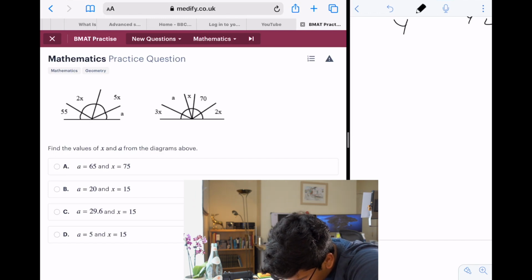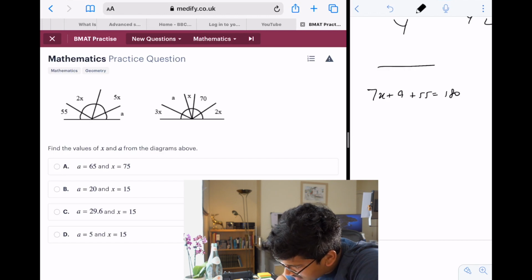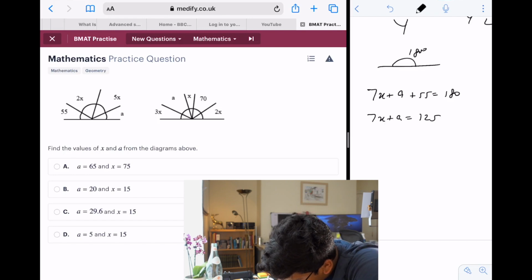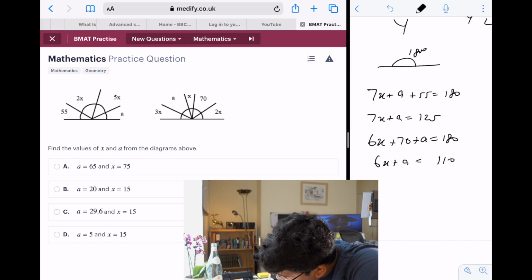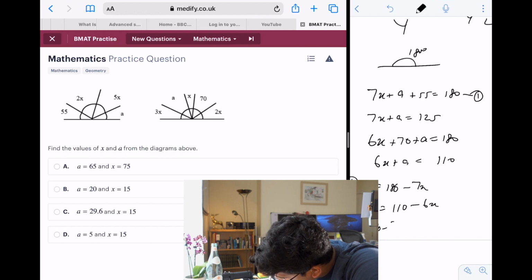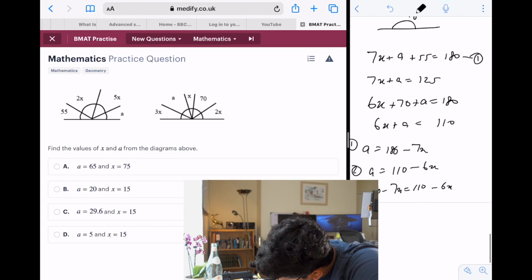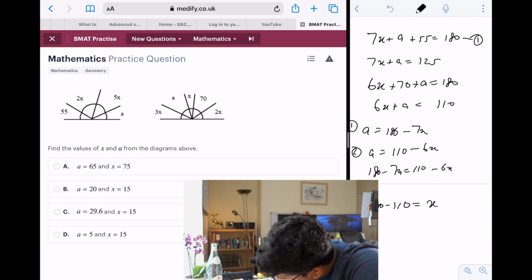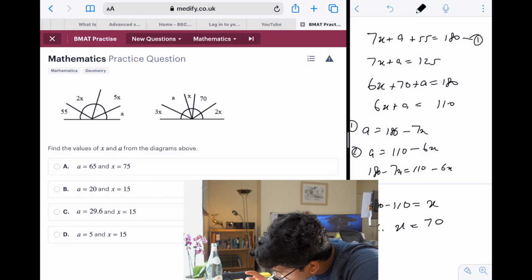Calculate the value of x and a. Cool. So 7x plus a plus 55 is equal to 180, because I know on a straight line the angles add to 180. So 7x plus a is equal to 125. The next one is 6x plus 70 plus a is equal to 180. So 6x plus a is equal to 110. So making a the subject, a equals 180 minus 7x, and a equals 110 minus 6x. So 180 minus 7x is equal to 110 minus 6x. It's 180 minus 110 equals x, so x is equal to 70. That's wrong, so I made a mistake somewhere.